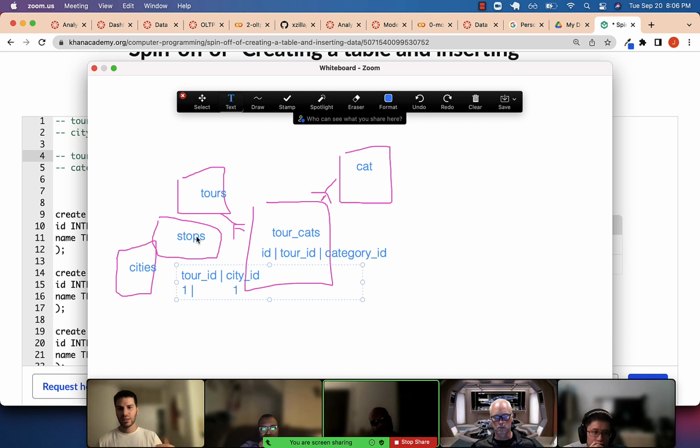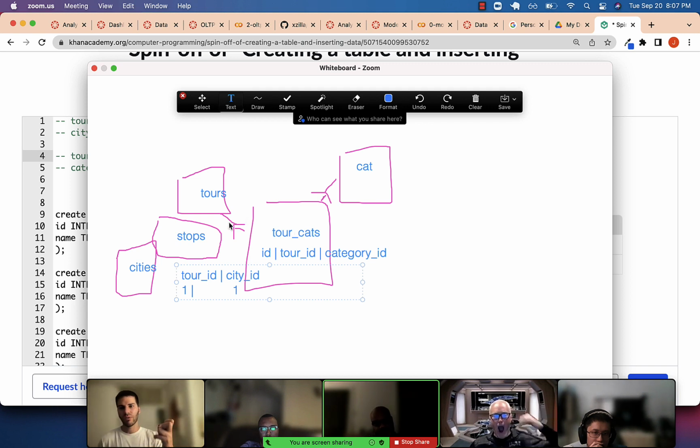This table of tour stops relates to something in our domain, in the real world. This tour categories thing does not, all right? So you cannot always lean on something in the real world to find the join table. Sometimes you have to start with the relationships, right?